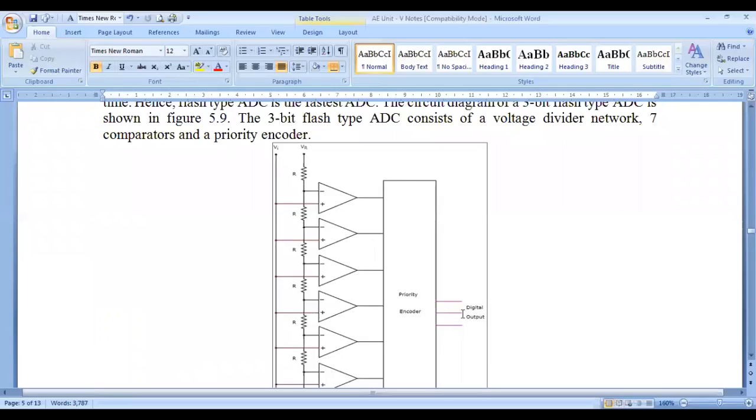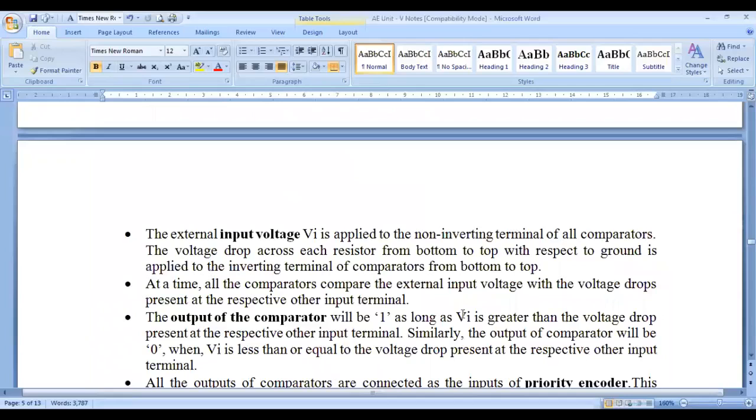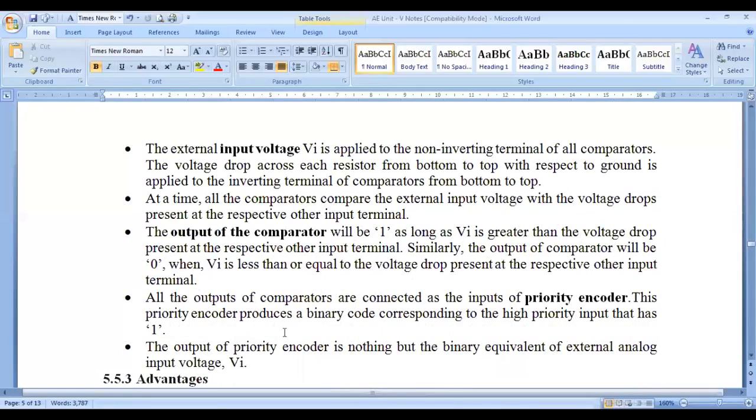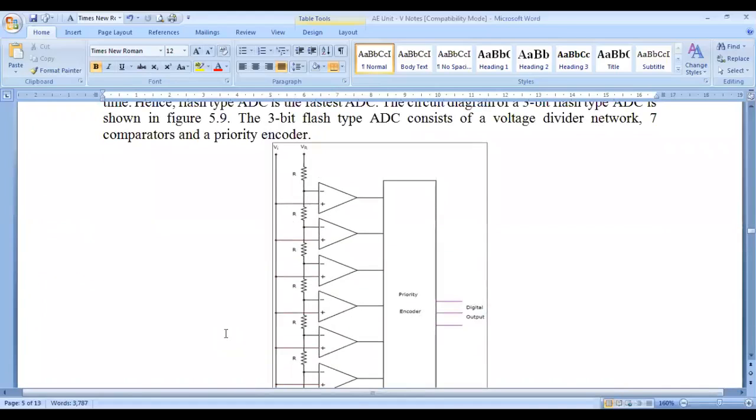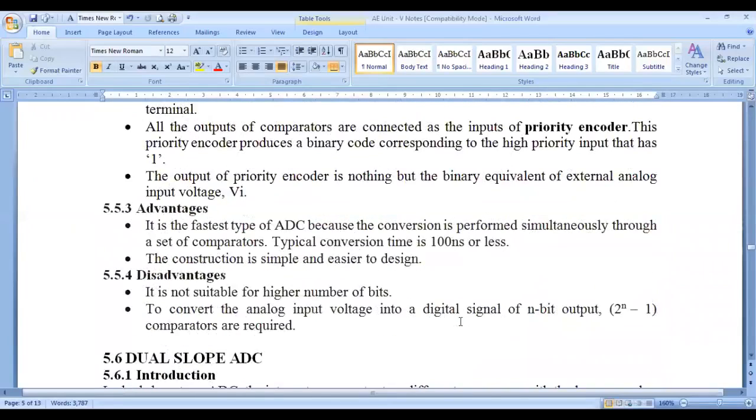The output of the priority encoder is nothing but the digital signal of the applied analog input signal. All the outputs of the comparators are connected as inputs to the priority encoder. This priority encoder produces a binary code corresponding to the highest priority input that has 1. So this 1 and 0 may differ for each and every comparator, but the logical ones create a binary code that will be available on the other side of the priority encoder. This method is called flash type ADC.